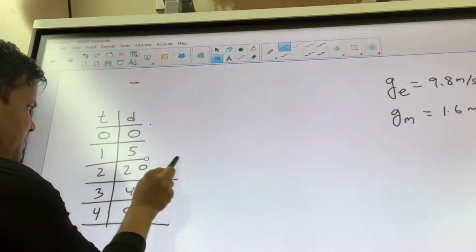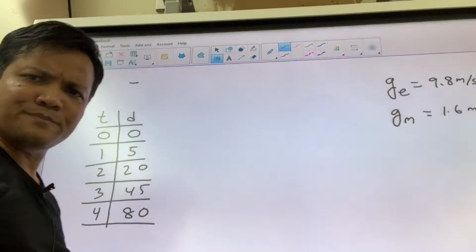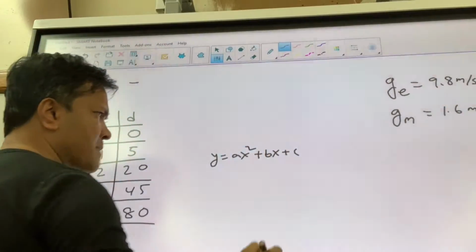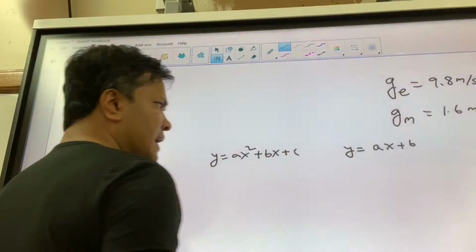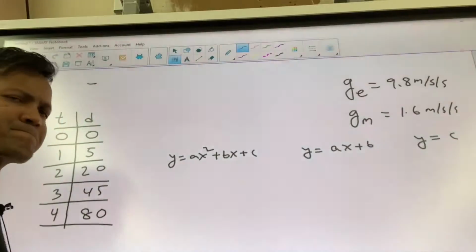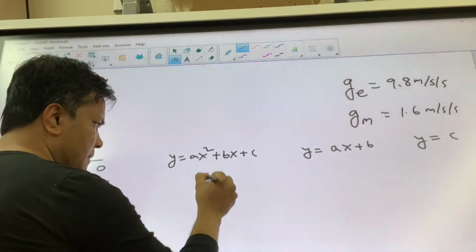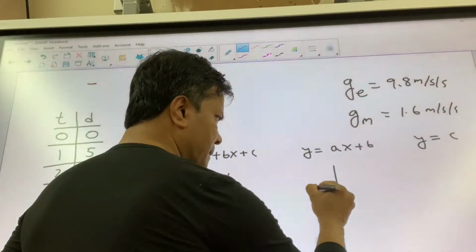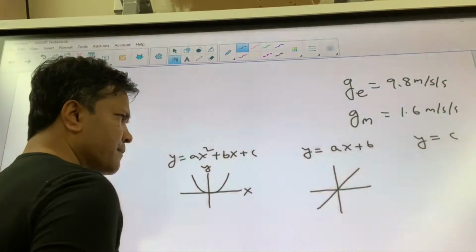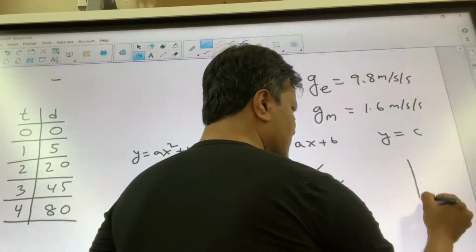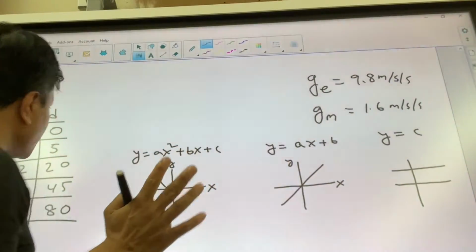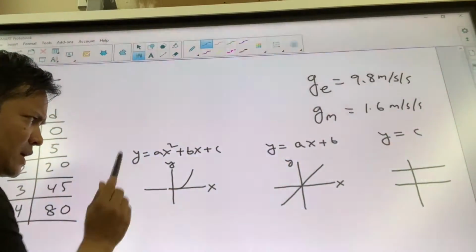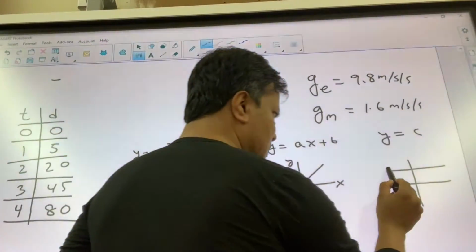Okay, so now here is the data I have, and I start analyzing it. I know my quadratic function: y is equal to ax squared plus bx plus c. I know my linear function: y is equal to ax plus b. And I also know my constant function: y is equal to c. I know how the graph of each looks, if this is x and this is y. I also notice that time is positive, time cannot be negative. So the quadratic should look kind of like this, the linear like this, and the constant like this.